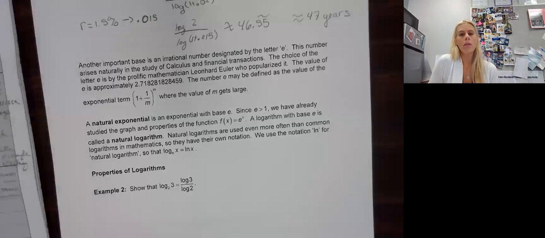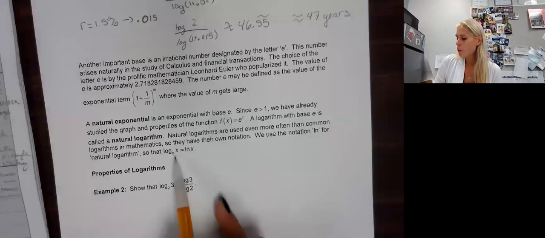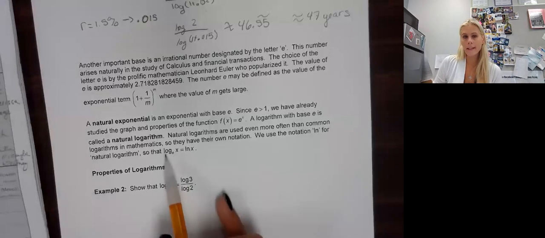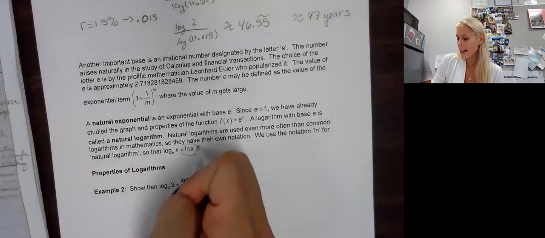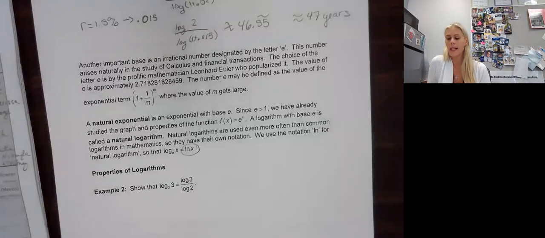A logarithm with base e is called a natural logarithm. Natural logarithms are used even more often than common logarithms in mathematics so that they have their own notation, okay? So when we have base e, instead of saying log base e of x, we actually just write it as ln of x. That's the natural logarithm, okay?